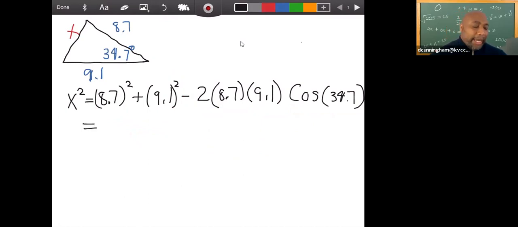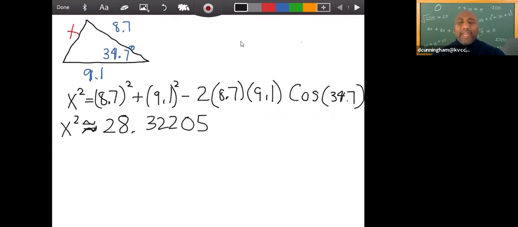So it looks like what I end up with once I do everything correctly, my x squared will equal about 28. It's really an approximation, so I should use an approximation sign. 28.32205. Again, make sure you figure out those individual numbers, the squares, the cosine, and then use your order of operations correctly. Now, again, we're not looking for x squared, we're looking for x.